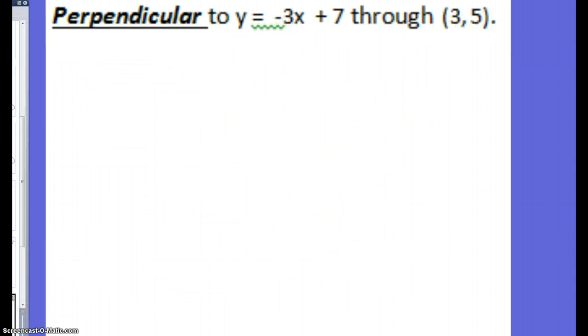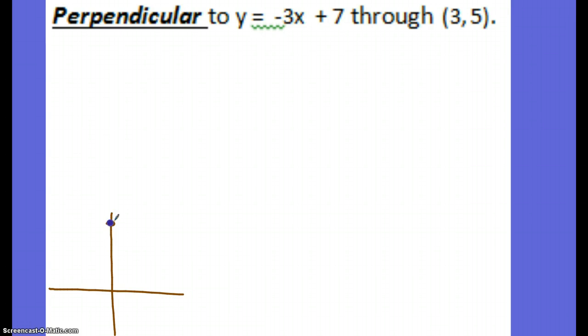Okay, again, another example, perpendicular. So if I draw a rough sketch of this, so up 7, down 3 over 1, looks something like that. Y equals negative 3x plus 7. Okay, and we have the point, so 3, 5 is somewhere over here.